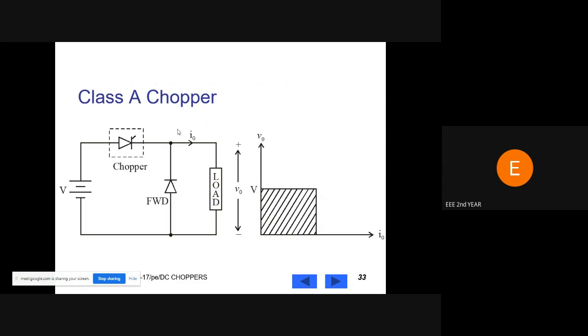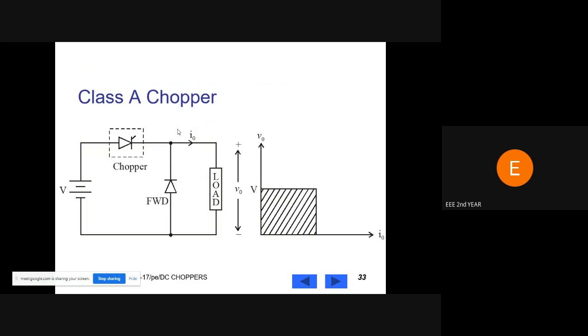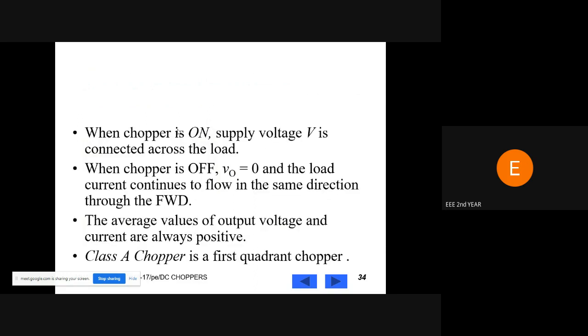Class A chopper. This is also called a step down chopper, and it operates in the first quadrant. Both the voltage and current are positive, and the output power is also positive, flowing from source to load. When the chopper is on, the supply voltage V is connected across the load.